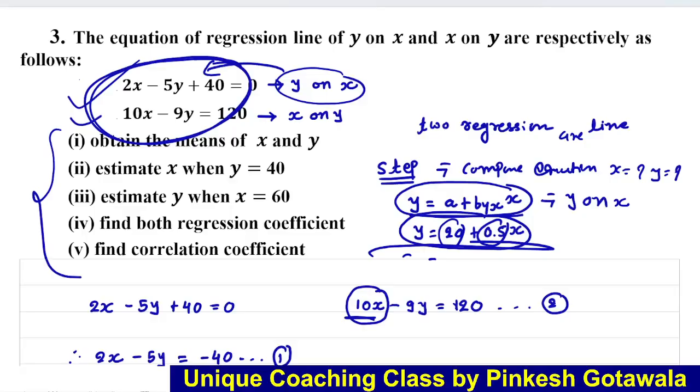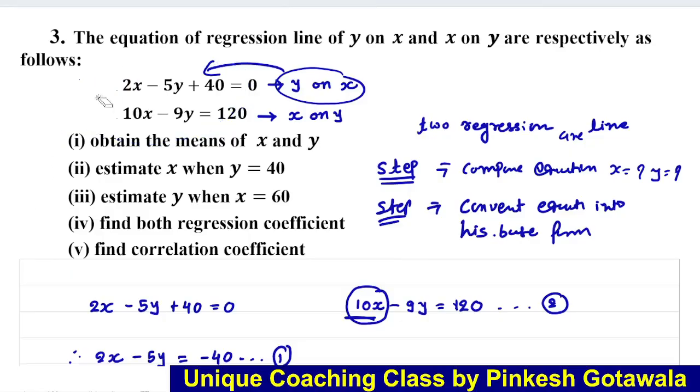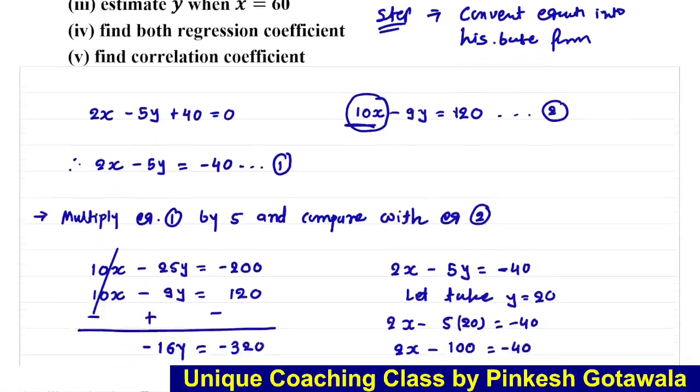So the first step is to compare the values of x and y, find out that, and the second step what? Okay, convert the equation into its base form, that is, bring the equation into its original form. So let's start. This is the first equation, that is y on x. 2x minus 5y plus 40 is equal to 0.